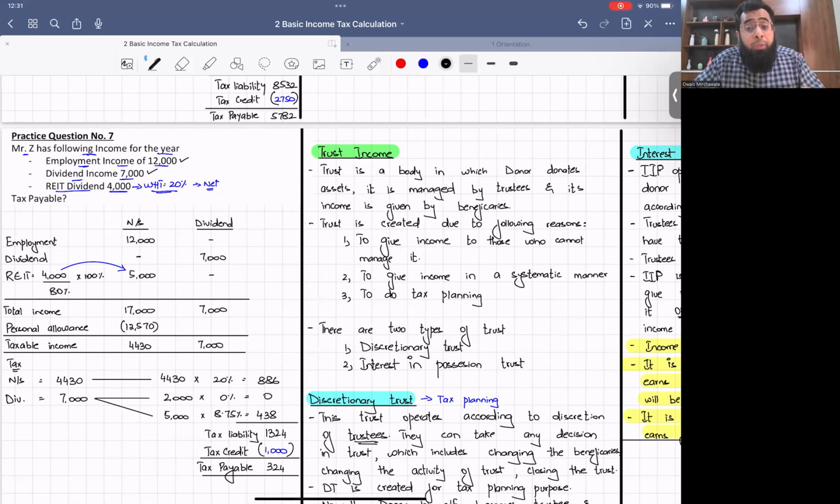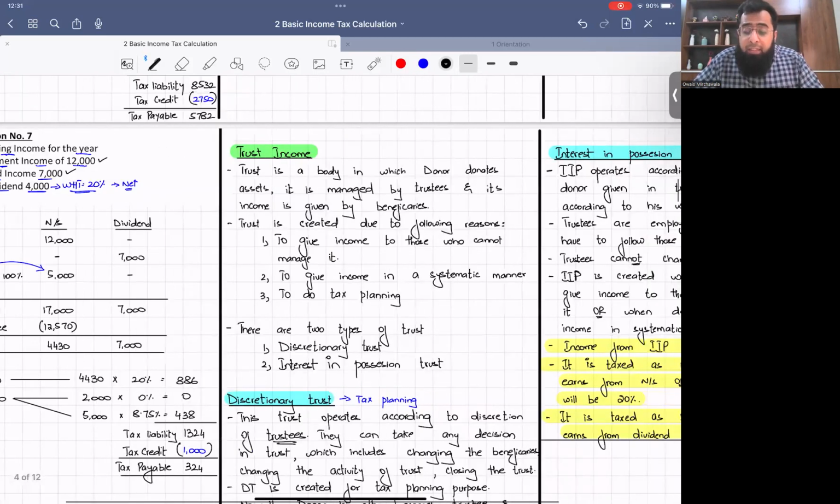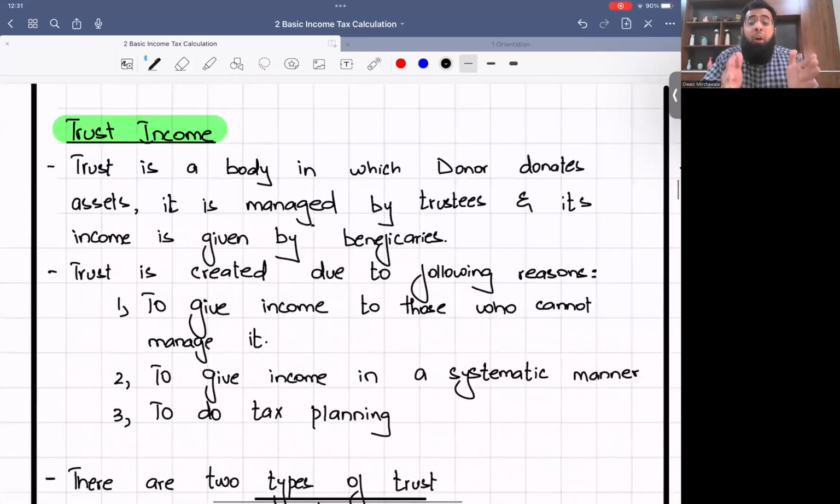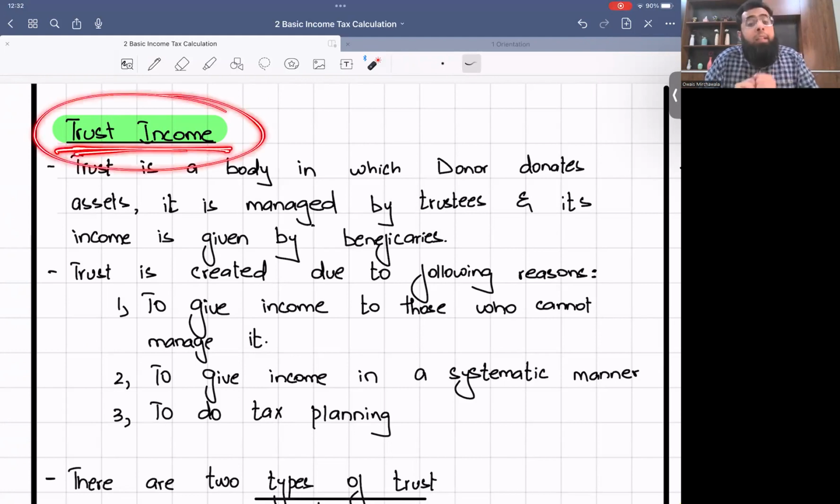Now let's introduce the concept of today's class, which will be the main concept, and then we'll be doing the practice questions on it. I want you all to listen to me very carefully. I'll repeat the things again and again to make sure that it gets settled in your mind. Trust income. What is trust income?